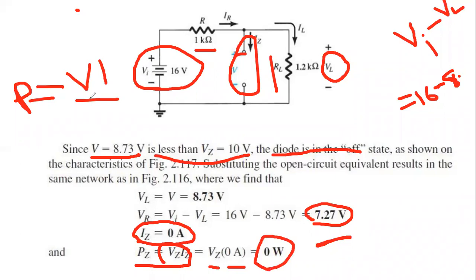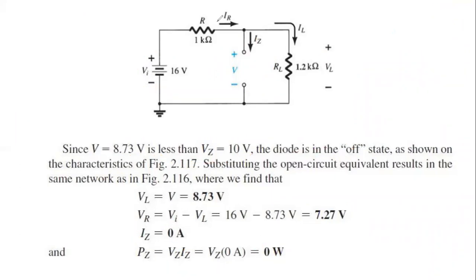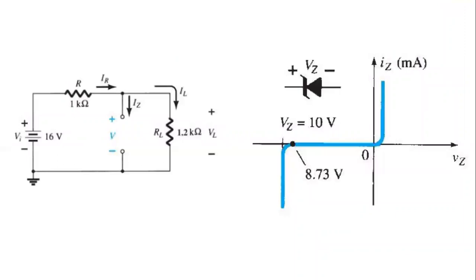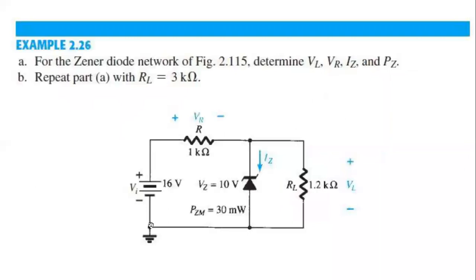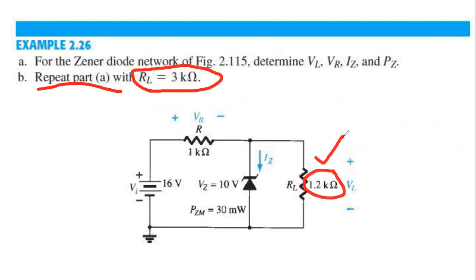So let me clear everything and go to the next. What I have just discussed, you can see from the diagram, is that it is 8.73, so it is not in the Zener region. Now if we go to the B part, we repeat the same mathematics. The RL is 3 kilo ohm. Now we need to replace this 1.2 kilo ohm with 3 kilo ohm, and let's see what happens.